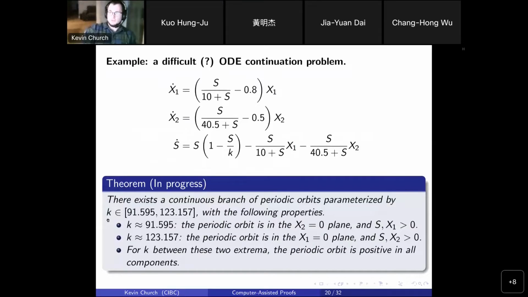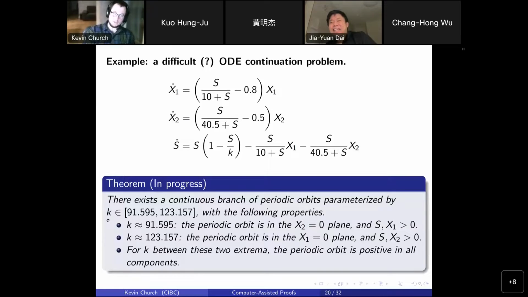So at least one person in the audience will know why I'm talking about this problem. But again, this is a seminar where some of you might be familiar with predator-prey models. So yeah, this is familiar to some of you. And so this result we want to prove about this three-dimensional ODE system.